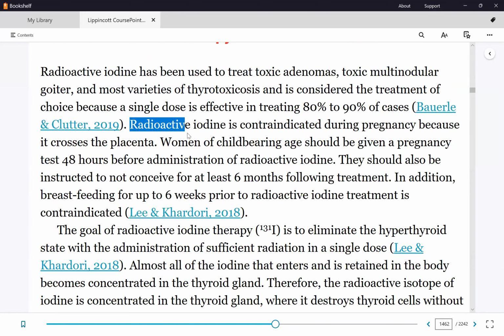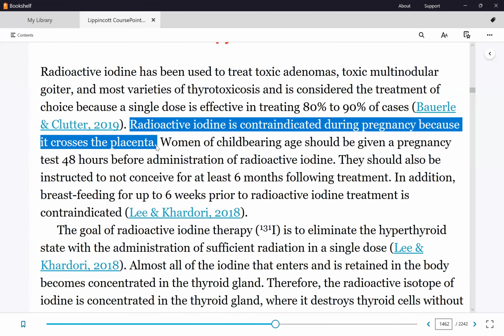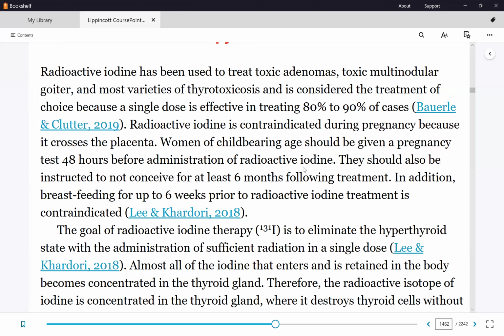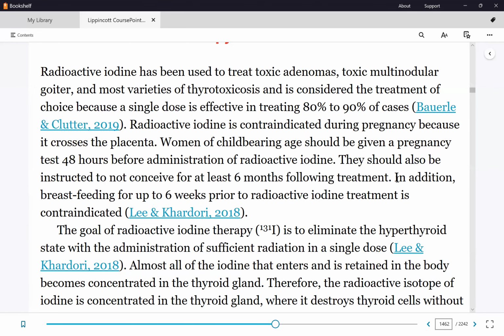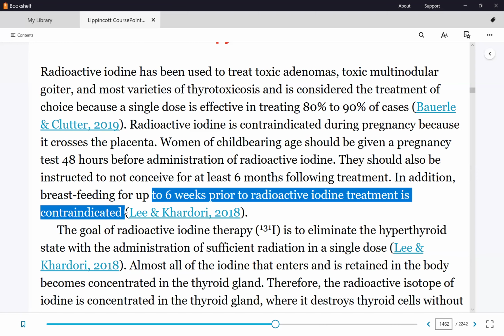I already mentioned we test for pregnancy first before starting this therapy. And after the end of the treatment, they are advised to continue taking the contraceptives for how long? Another 6 months, okay? Because that tells you what happens. Is there still remnants of the radioactivity in the body? Yes, up to 6 months. Not much, but it can still be harmful to the baby. And also for breastfeeding, so let's say the patient is breastfeeding, so no breastfeeding up to 6 weeks. Okay?